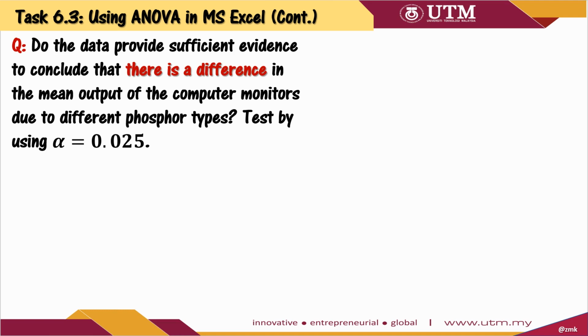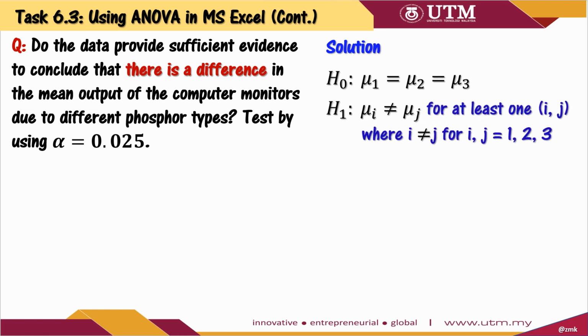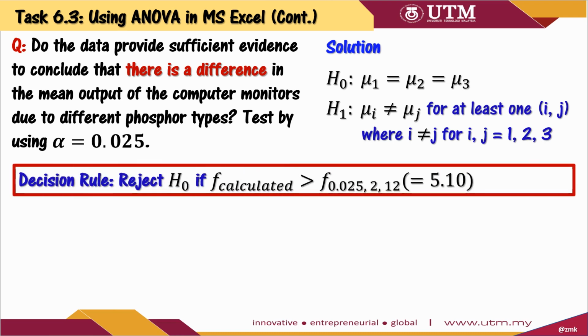The solution starts with H0, where under H0 the means mu1, mu2, and mu3 are all equal, whereas under H1 mu i is not equal to mu j for at least one i, j. The decision rule is to reject H0 if the F-test or the calculated F ratio is greater than the right-sided critical value given by 5.10.